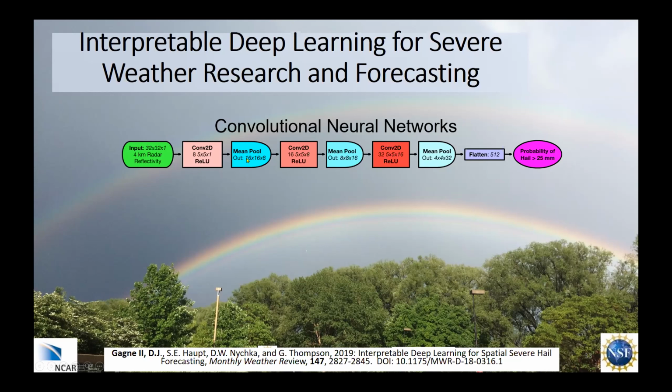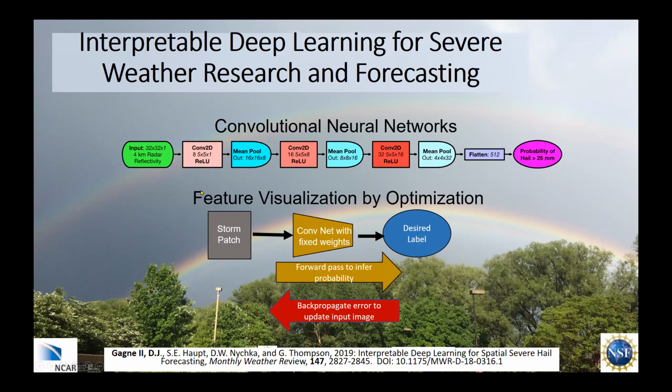You heard more about those yesterday. I'm not going to go into detail here. Note he used ReLU, which again was talked about yesterday. But one of the novel pieces here is not only did he look at doing a better prediction, he wanted to interpret what that meant.